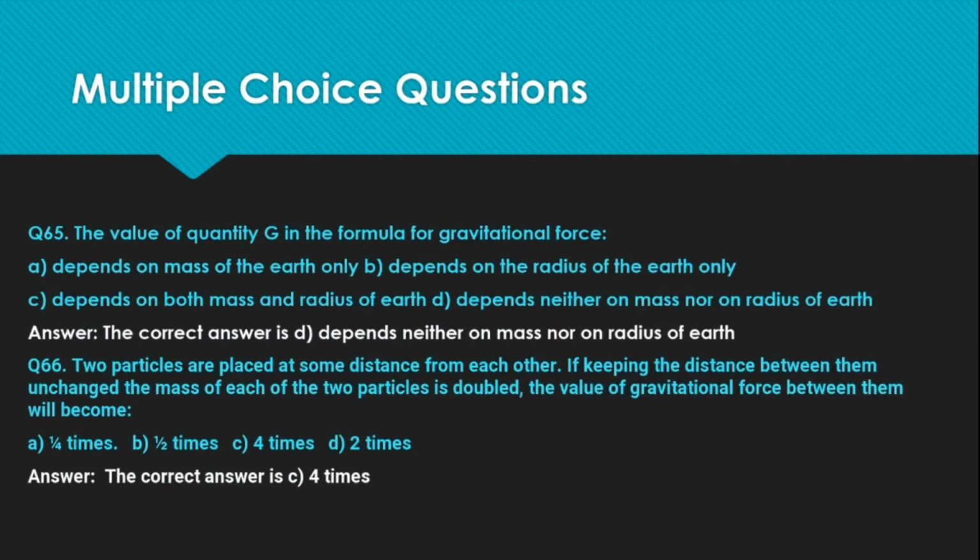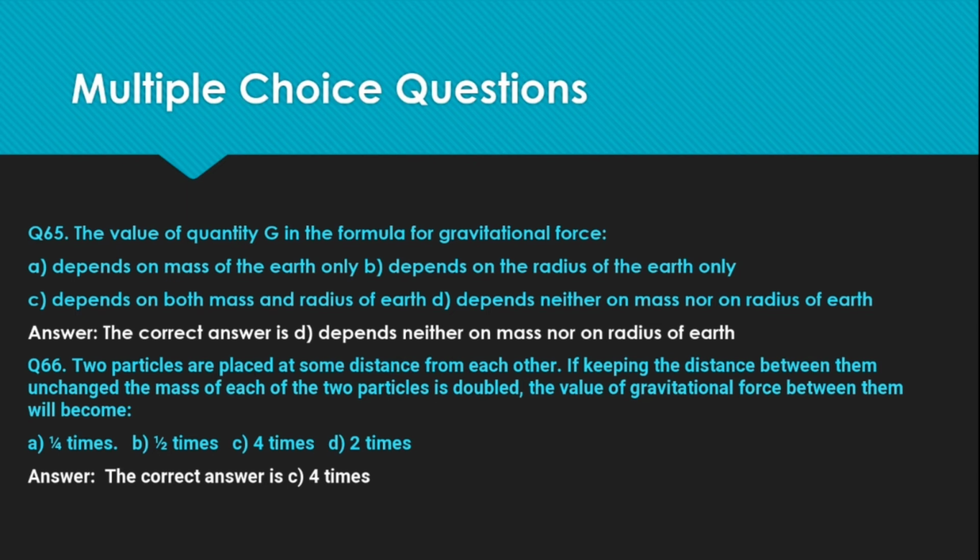Now the next question is, the value of quantity G in the formula for gravitational force A. depends on the mass of the earth only, depends on the radius of the earth only, depends on both mass and radius of earth, depends neither on the mass nor the radius of earth. So this one is also confusing, only because of the G part, that it's a capital G, so it will neither depend on the mass of the earth nor the radius of the earth, because it is always constant. But if it were small g, then it would have depended on both, because the value of g will change if the radius or the mass is increased or decreased. So we only need to keep track of G, whether it's capital or small.